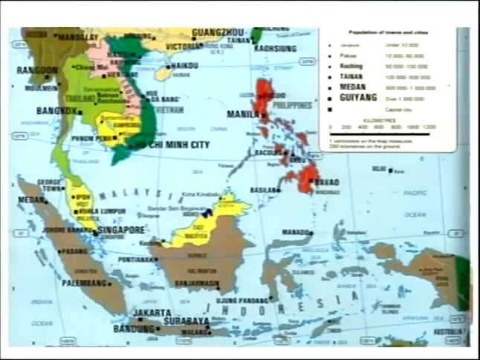Here we are looking at the island Timor. Western part is part of Indonesia. The eastern part, the capital is Dili, spelled D-I-L-I.